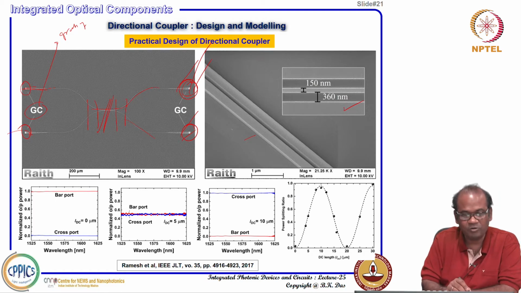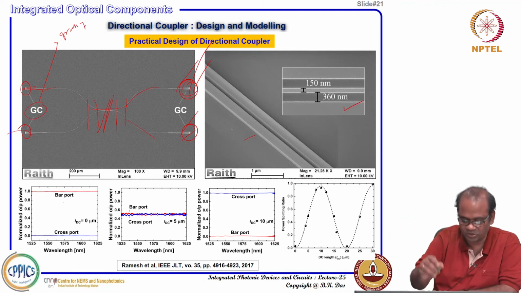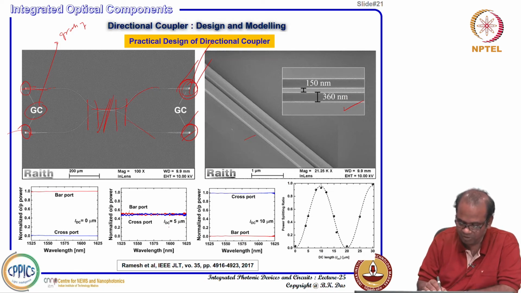So, the entire power will be in the bar port, and the cross port almost nothing, 0, right. The bend region coupling gives you light going to the cross port and then back again to the bar port. So almost everything you are getting in the bar port; it is designed like that. And then if you are using LDC equal to 5 micron, then you are getting 50-50.